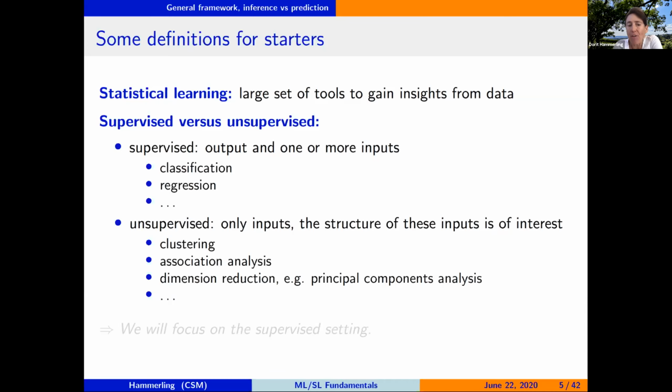Unsupervised learning is when we don't have an output, but we only have inputs. The idea is that we really want to learn more about the structure of these inputs. Examples of that type of analysis are clustering analysis, association analysis, and graphical models, where you're really trying to understand the structure within the data. Dimension reduction, principal component analysis, that's our main go-to that had already been mentioned before, is another example as well. If you have very high dimensional data and you're bringing it down and seeing what the structure is in a lower dimensional space, you use tools such as principal component analysis.